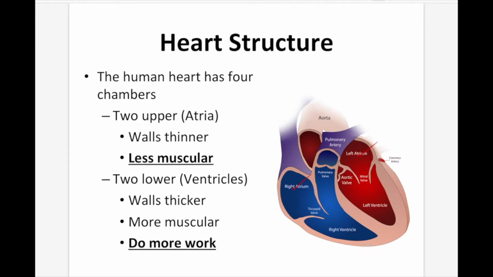And then you have 2 lower ventricles, here and here, which have much thicker walls. They're much more muscular because they have to do a lot more work. They're going to be the things that pump the blood out either to the aorta or through the pulmonary arteries to the lungs.